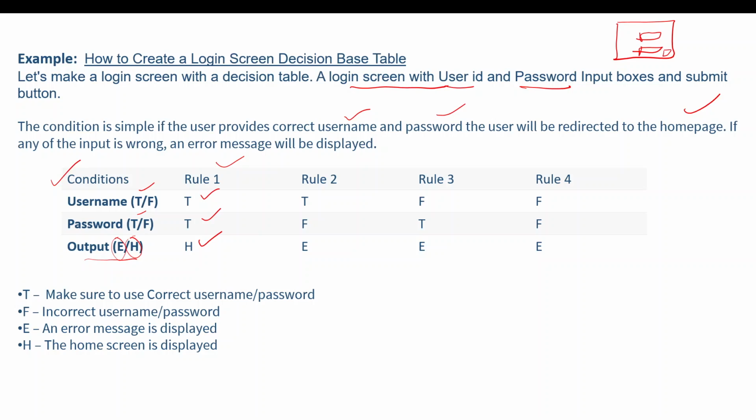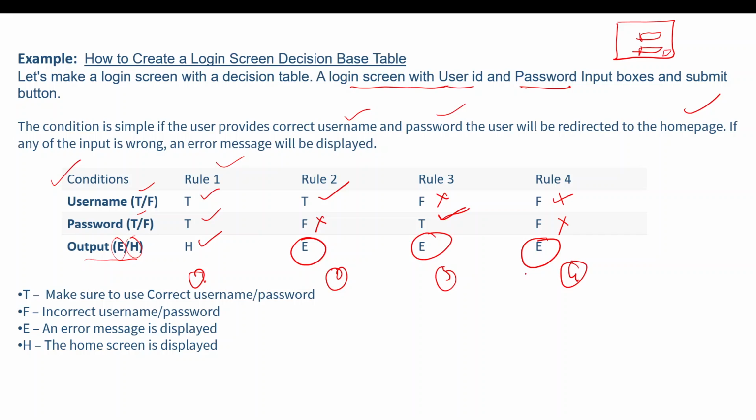What about rule 2, what does it say? If the username is correct but the password is wrong, then we should get an error message. What does rule 3 say? If the username is false and the password is correct, then we should get an error message again. And if both are wrong, username and password both incorrect, then we should get an error message. So these are the different rules, guys, and from here we can derive 4 test cases. This is the first, second, third, and fourth test case, right? So this is about decision table testing.